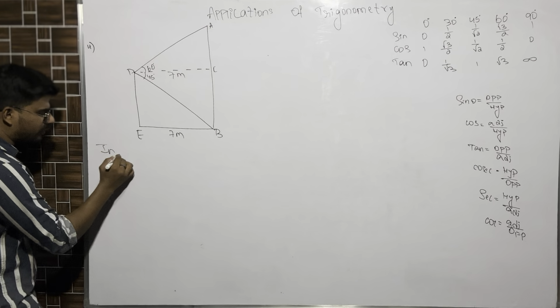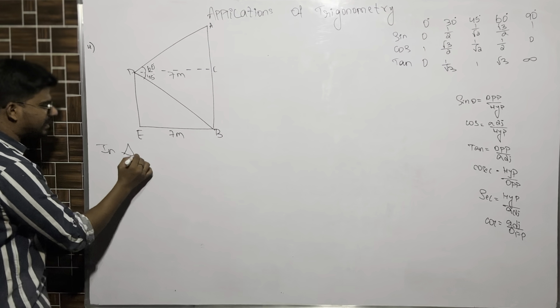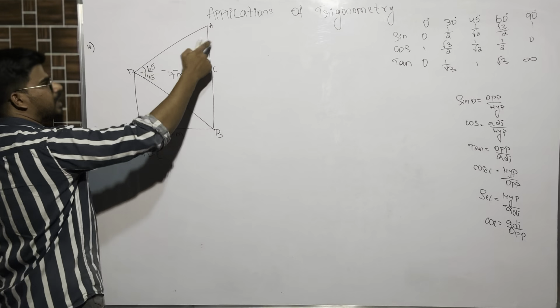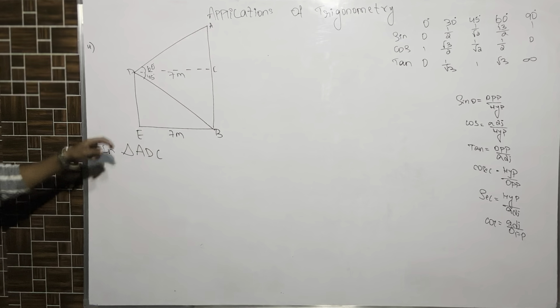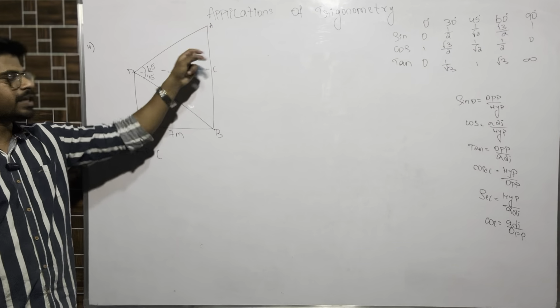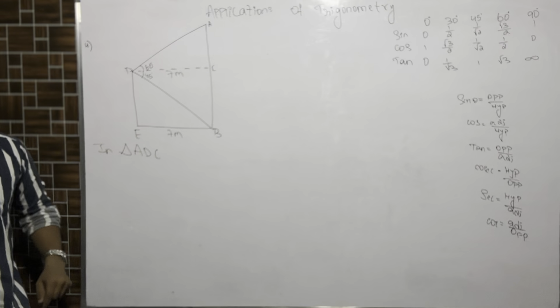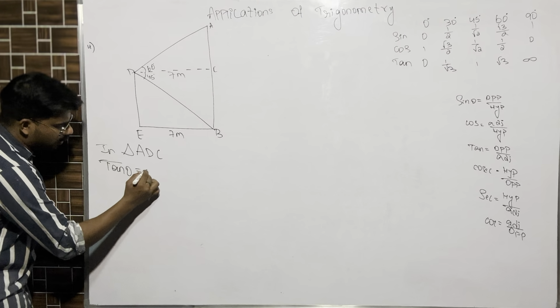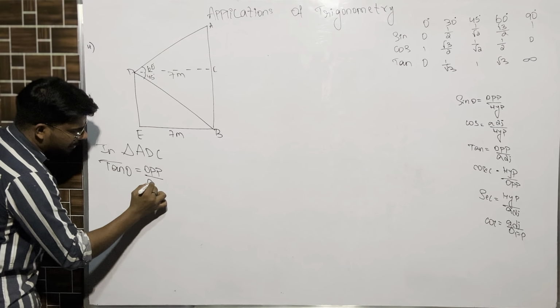Chalo. What is the first triangle? In triangle ADC, with respect to 60 degrees, this is the unknown side, this is the known side. Opposite by adjacent. Again, tan only. Tan theta is equal to opposite by adjacent.